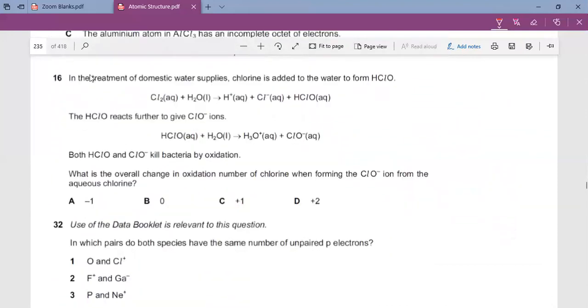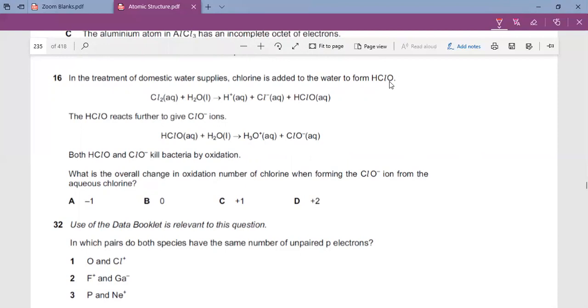In the treatment of domestic water supplies, chlorine is added to water to form HClO. This is hypochlorous acid, actually a bleach. Chlorine you learn later in your group 7. It has a lot of oxygen compounds: +1, +2, +7 also, -2, -1. Plenty. So don't just think it's always -1 and 0. Not necessarily. So you work out all these things here.